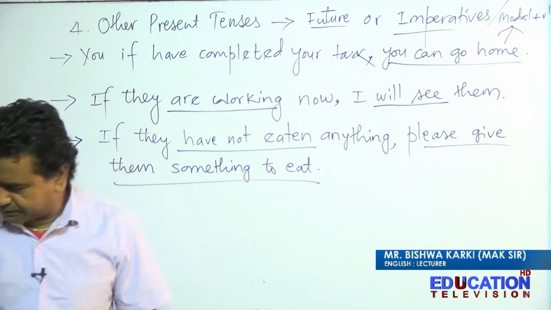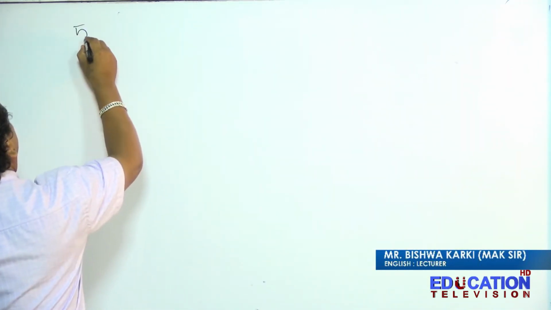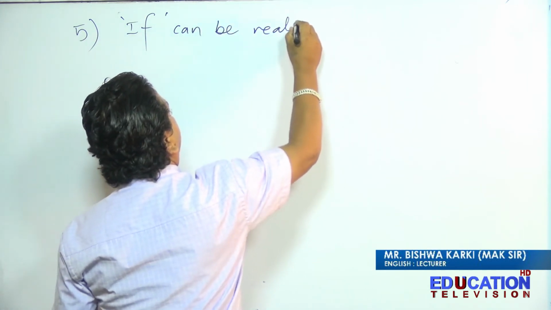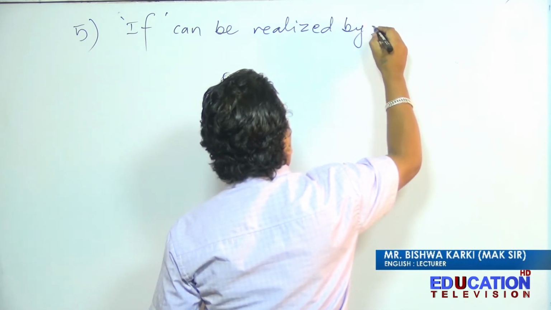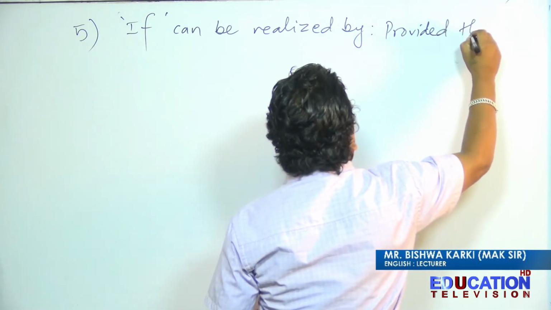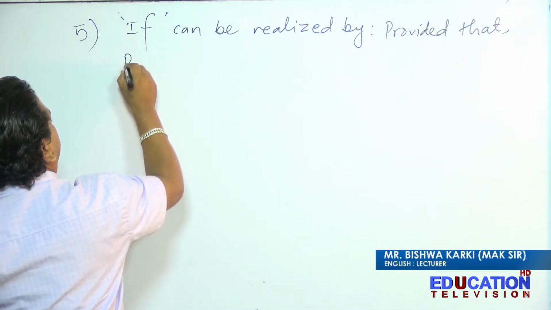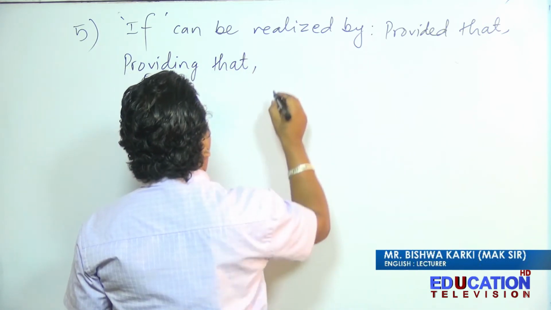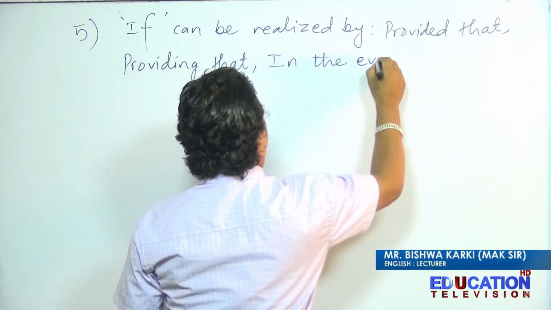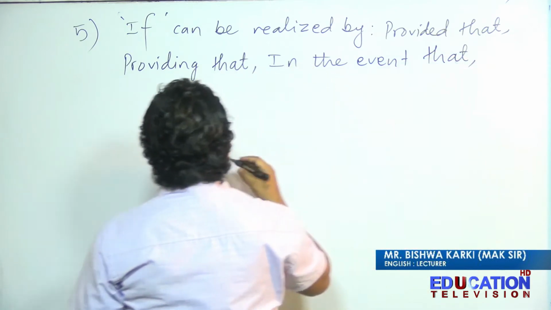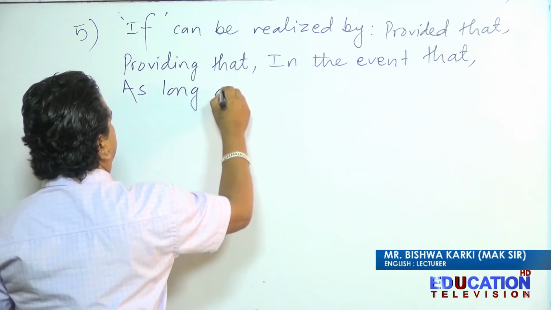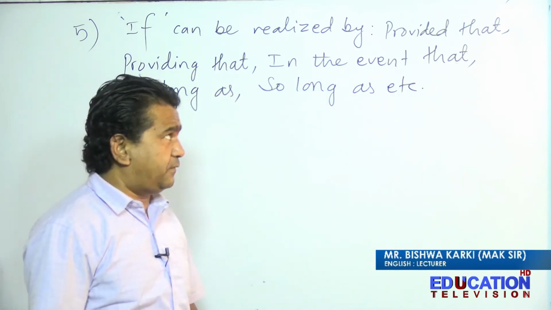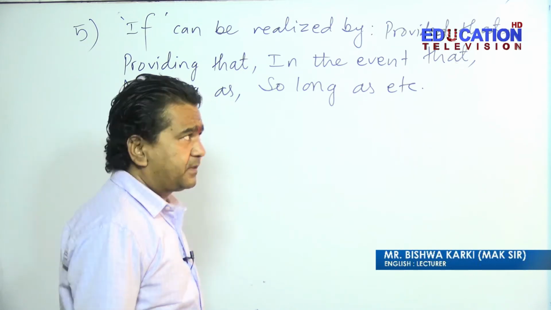Okay. Now next sentence. Structure number 5. If can be realized by providing that, in the event that, as long as, so long as, etc. They are not exact but similar to if. Now let us see the examples.